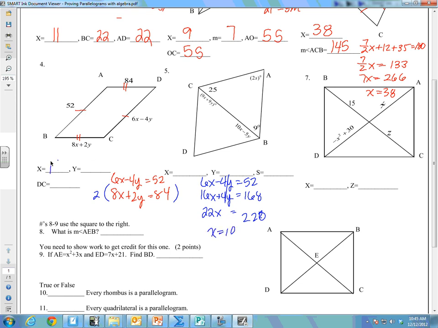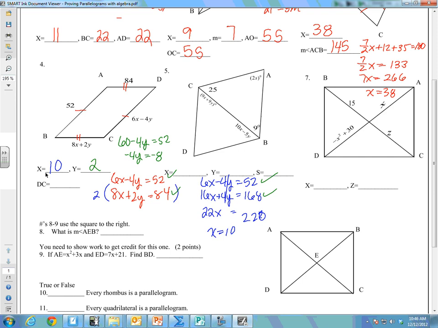So x is 10. Now if I want to find what y is, I can plug x into either that equation or that one. I'll just go ahead and plug it into this first one. If x is 10, it becomes 60 minus 4y is equal to 52. Subtract 60 from both sides. I get negative 4y is equal to negative 8. Divide both sides by negative 4. y ends up being 2.